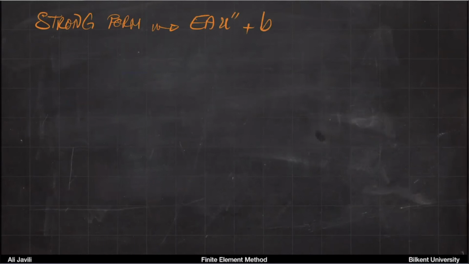Remember our strong form. Again, it looked like EA U double prime plus B, and the B was some sort of body force density, and it was 0. So this is in 1D. Remember this was the strong form in 1D. Now, we want to compute the strong form in 2D and in 3D.